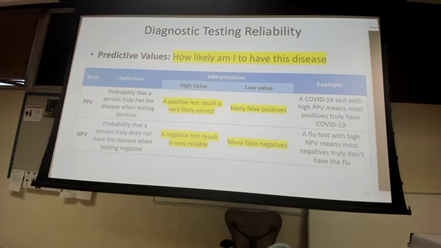Okay, positive predictive value is the probability that the person truly has disease when testing positive. The example here: a COVID-19 test with a high positive predictive value means that most positives truly have COVID. So you think your patient has COVID, you test them, they have COVID. Negative predictive value is the probability that a person truly does not have the disease when testing negative. So a flu test with a high negative predictive value means most negatives truly don't have the flu, okay?